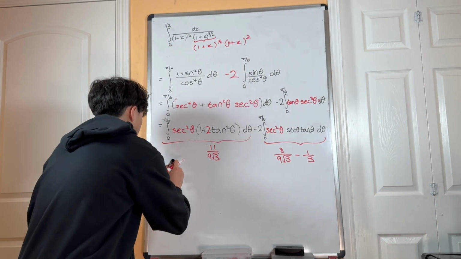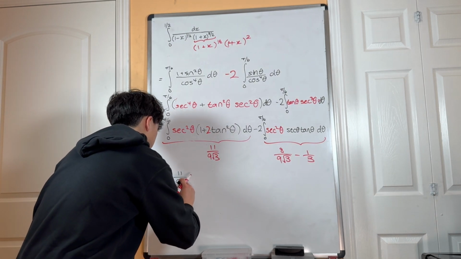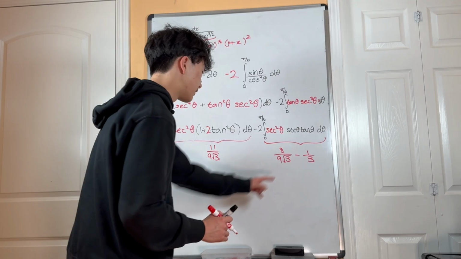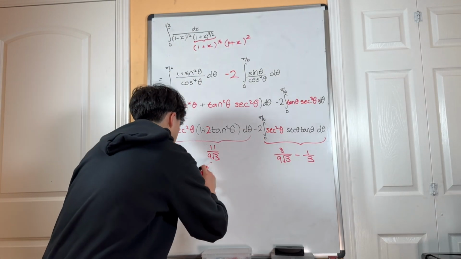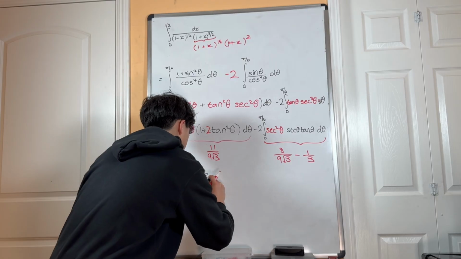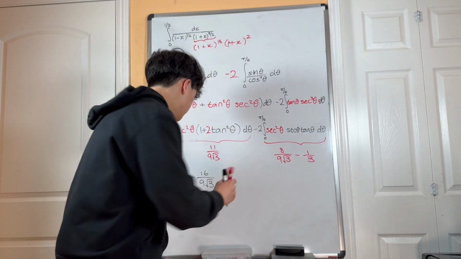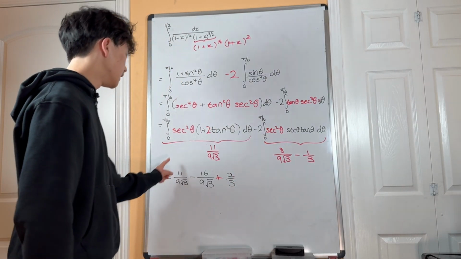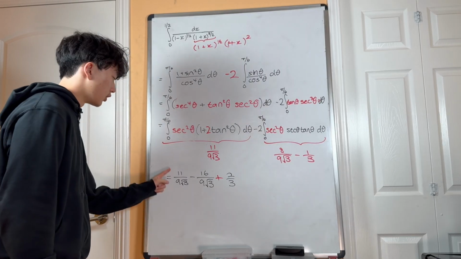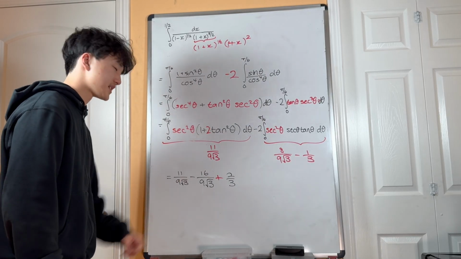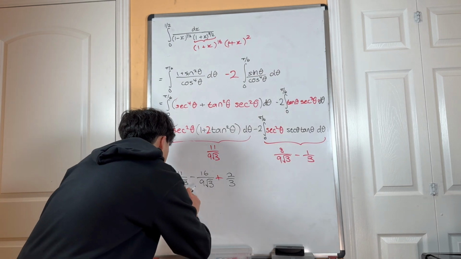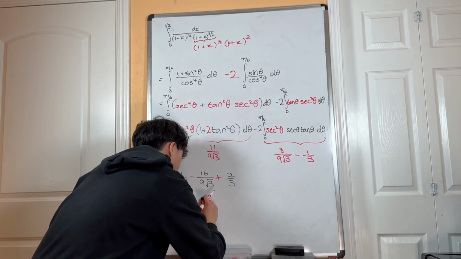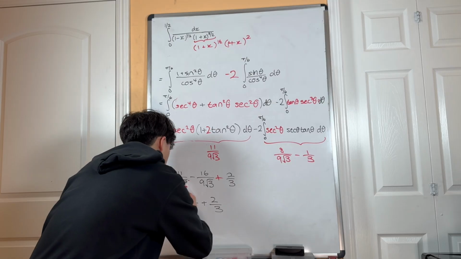So let's write this. We get 11 over 9 root 3, minus 2 times that. When you multiply 2 by this, you get 2 times 8 is just 16 over 9 root 3. Double negative makes a positive. And then here, 2 times 1/3 is just 2/3. Notice that they have a common denominator, so we just deal with the numerators only. 11 minus 16 is simply negative 5. So all in all, you get negative 5 divided by 9 root 3 plus 2 over 3, like this.